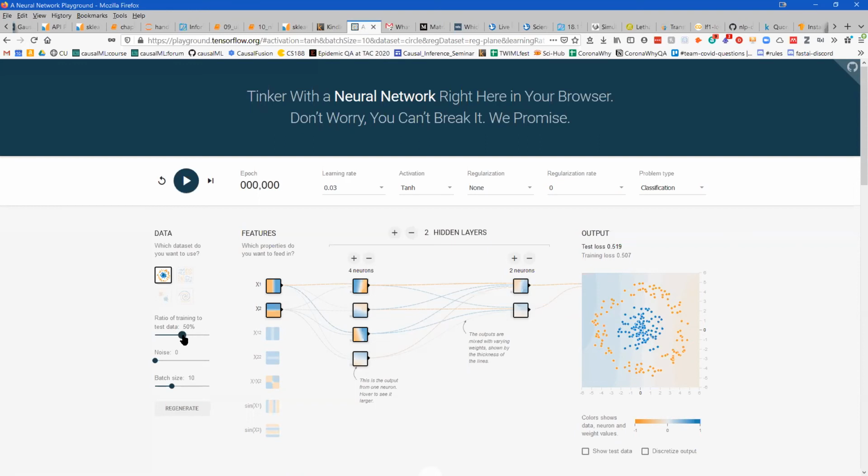You can determine the ratio of your training set to your validation set. You can add noise to your data points. You can control the batch size. And you can see the effect of all these things on the output, and the loss function. And remember, you're trying to minimize the loss function.